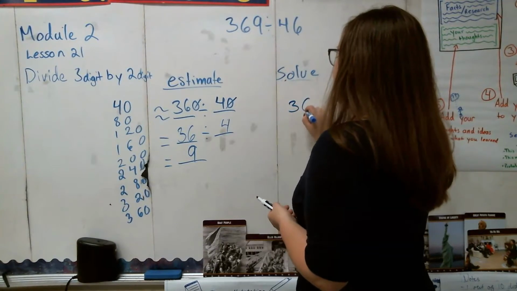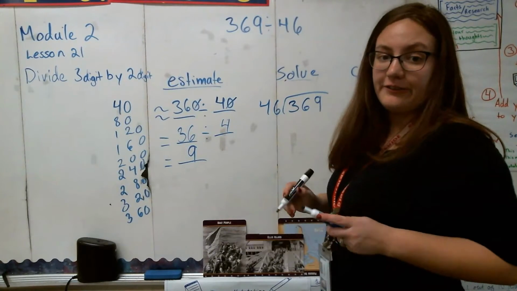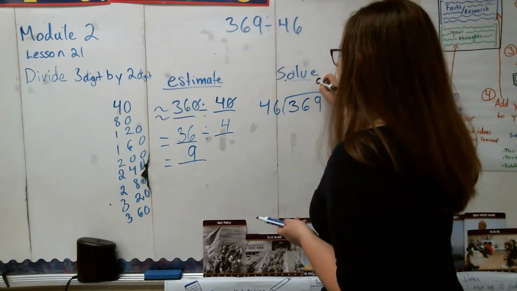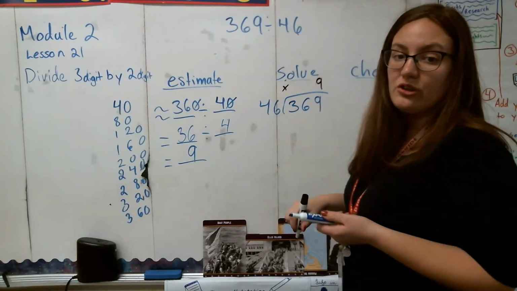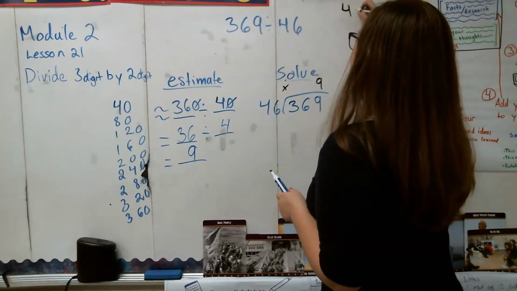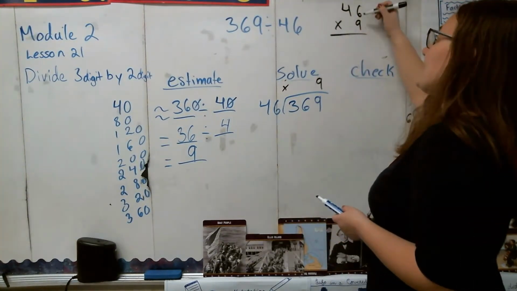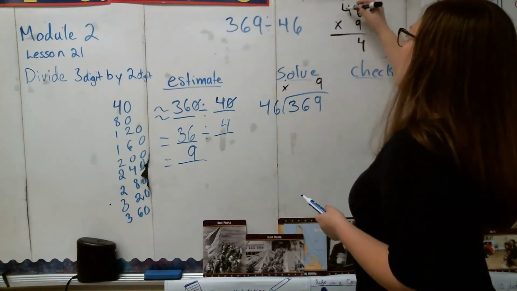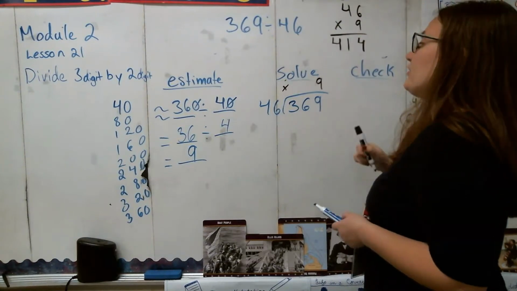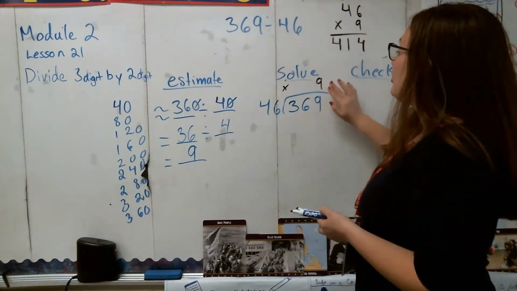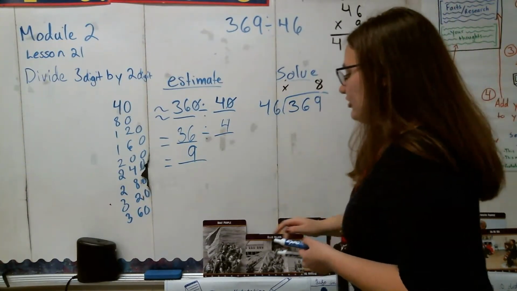So we have 369 divided by 46. What I'm going to first start with is trying this 9 right here and thinking about, well, is 46 groups of 9 going to fit into 369? So off to the side, I'm going to do a standard algorithm. 46 times 9. 6 times 9 is 54. 4 times 9 is 36. And 36 plus 5 is 41. So 414, way too big. So maybe I'll try an 8 instead.